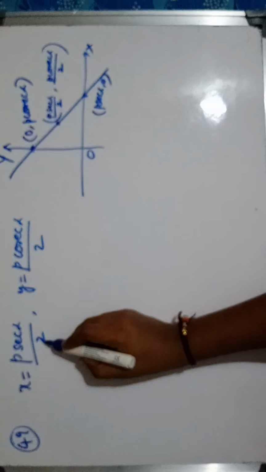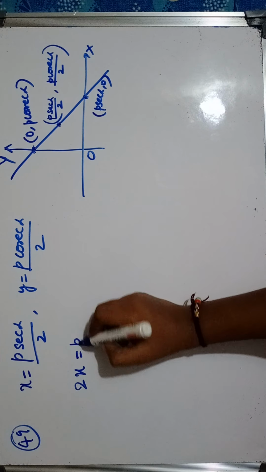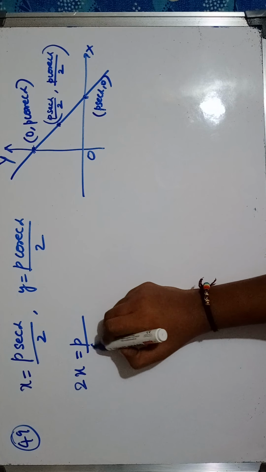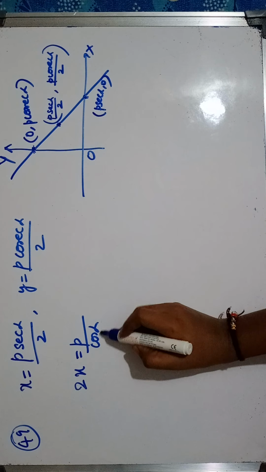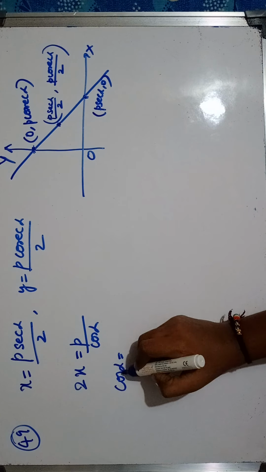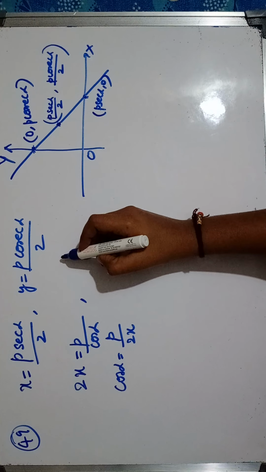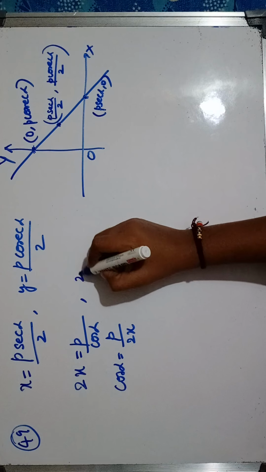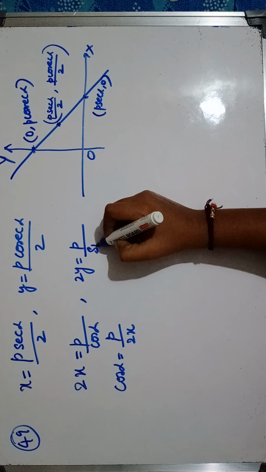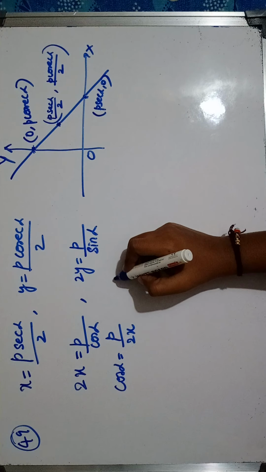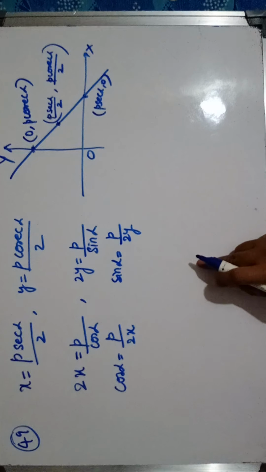So look here, I will cross multiply, so 2x is equal to p secant alpha. We can write secant alpha as 1 by cos alpha, right? Okay, so now bring cos alpha here and take 2x here. Therefore cos alpha is equal to p by 2x. Similarly, 2y is equal to p cosecant alpha. We can write cosecant alpha as 1 by sin alpha. So therefore sin alpha is equal to p divided by 2y.